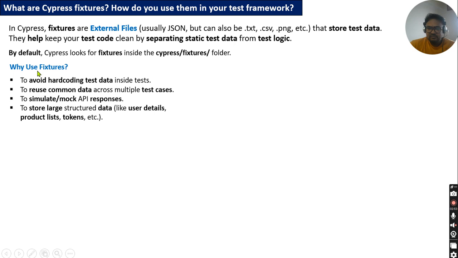There are a couple of reasons why we require Cypress fixtures. Why don't we just use the same approach as in Selenium, with data driven testing? The first reason is simple: to avoid hard coding test data inside the test, which we all know we should not add into the test script. Cypress fixtures are also useful to reuse common data across multiple tests. So now you will have one Excel, CSV or JSON file, and that file you can use in multiple test cases. The same data you can use in multiple test cases.